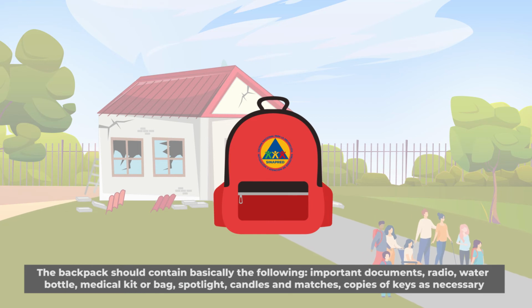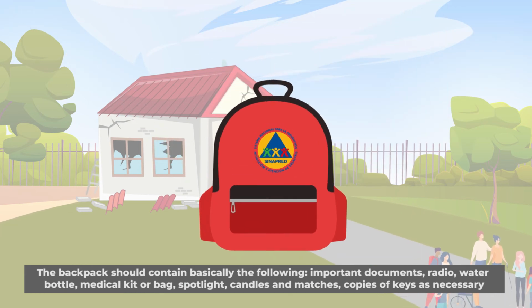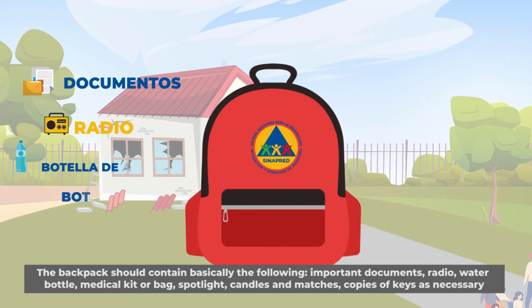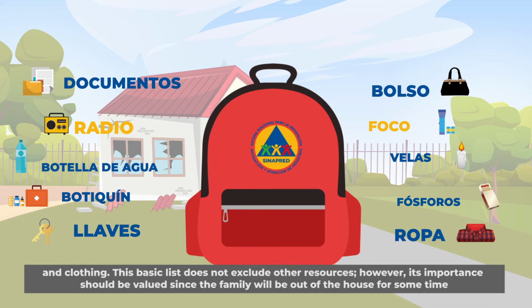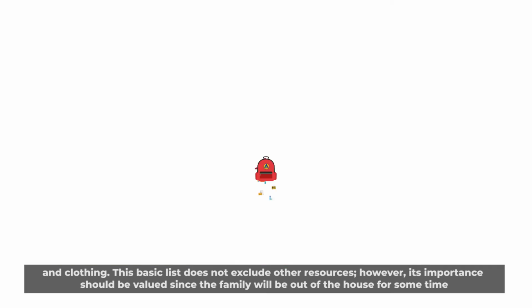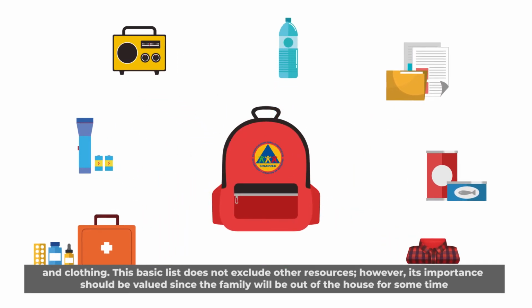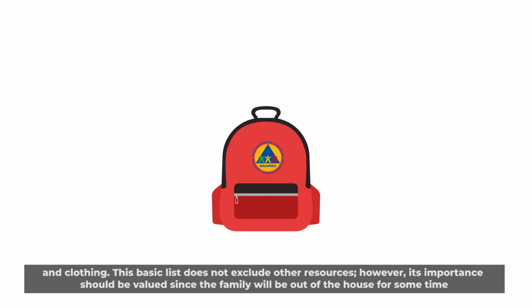The backpack should contain basically the following: important documents, radio, water bottle, medical kit or bag, spotlight, candles and matches, copies of keys as necessary, and clothing. This basic list does not exclude other resources. However, its importance should be valued since the family will be out of the house for some time.